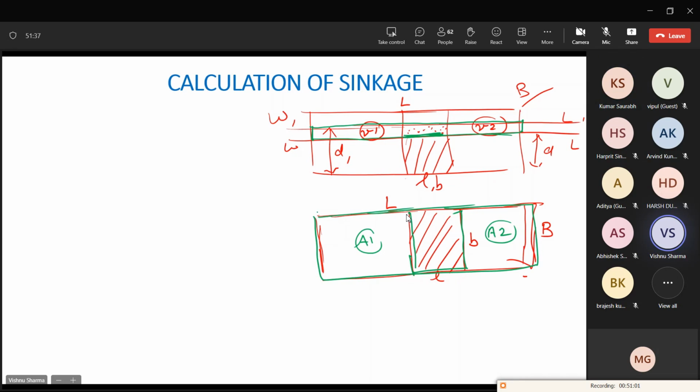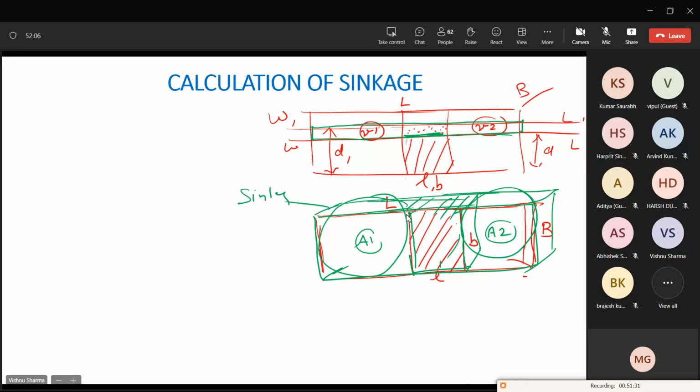And this intact area, now let me make it a 3D thing. If I have this as the sinkage, then this entire volume will be lost in our case, and I'll be left with V1 and V2. Yes or no, beta? Does the three-dimensional view give you some idea now about the volume that we are talking about? Yes, sir. We have deducted the volume of the lost part.